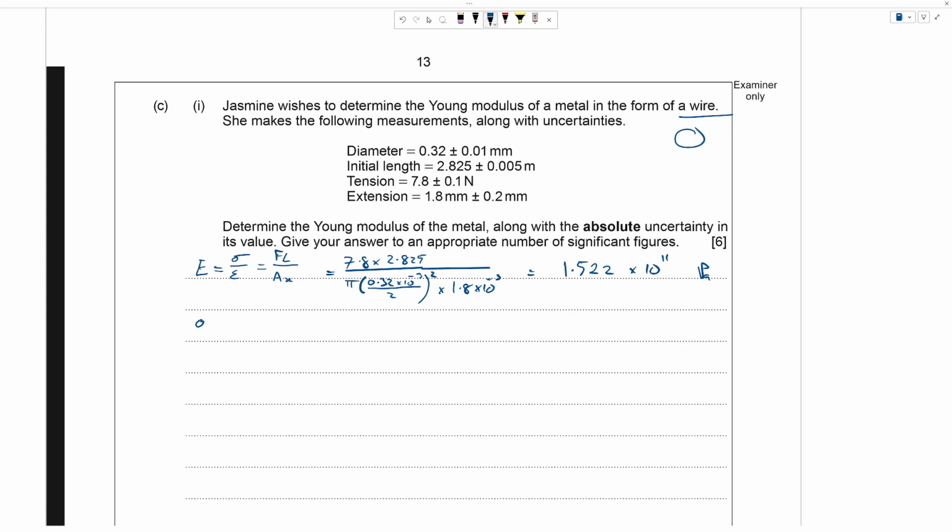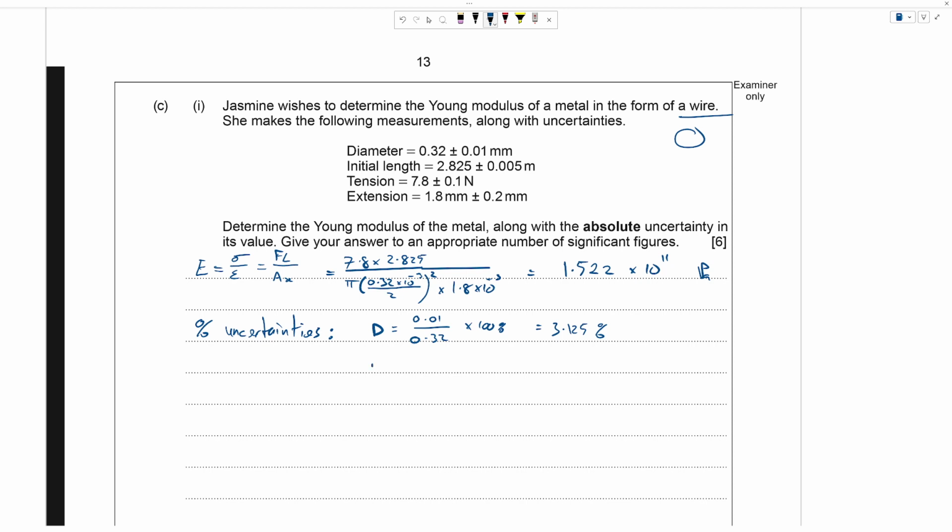So let's find the percentage uncertainties in everything, basically, because in this equation that we've used, there's nothing added, everything is multiplied or divided, so we need to sum the percentage uncertainties. So percentage uncertainty in D: 0.01 over 0.32 times 100%, which is 3.125.